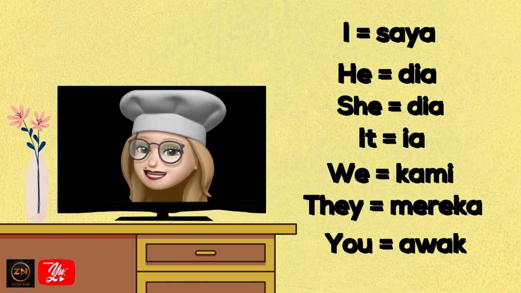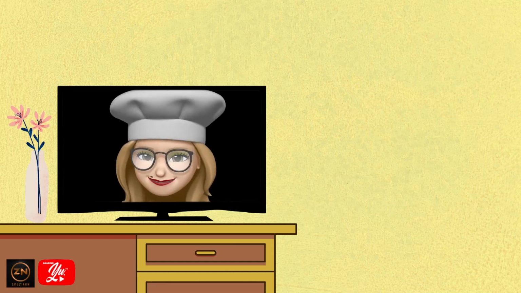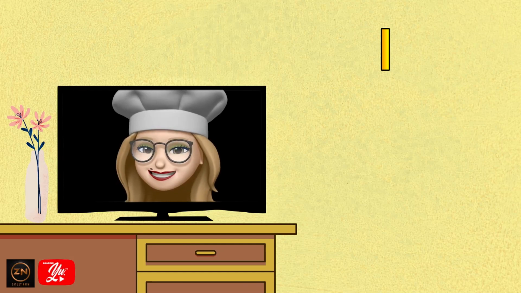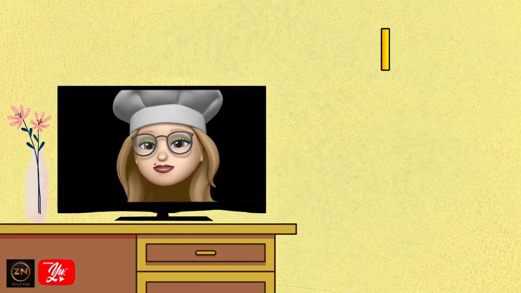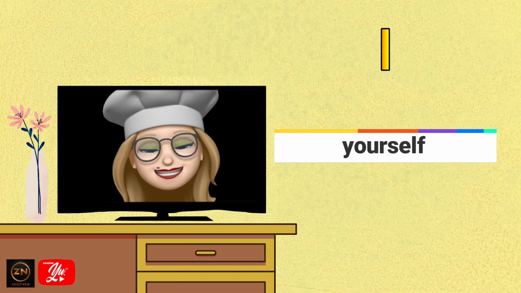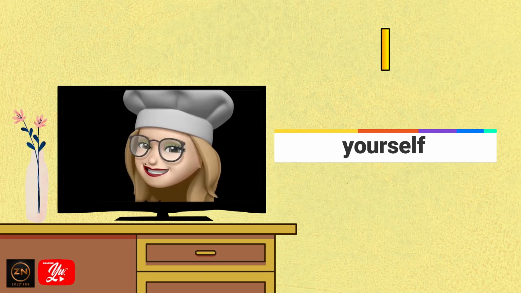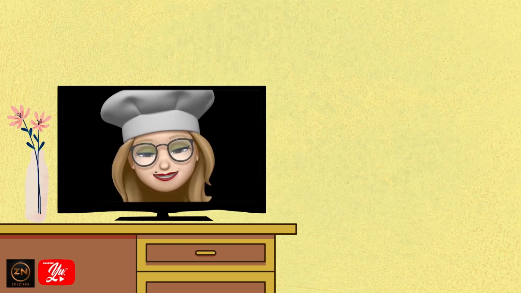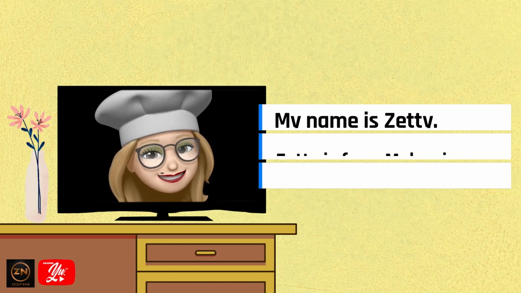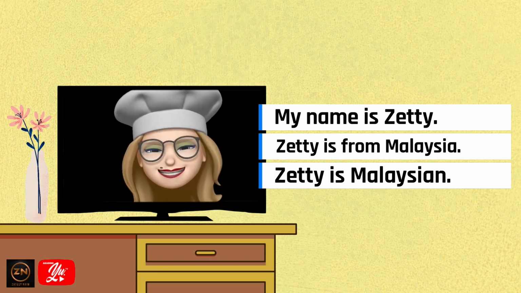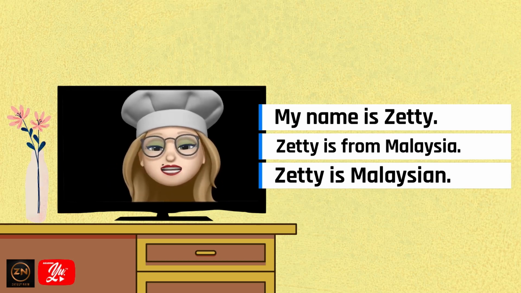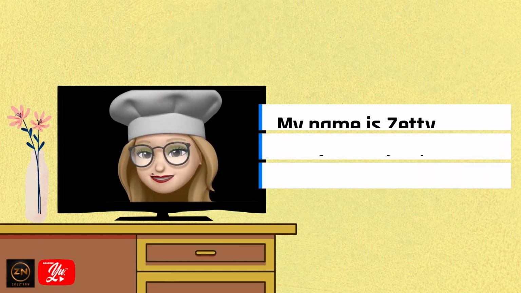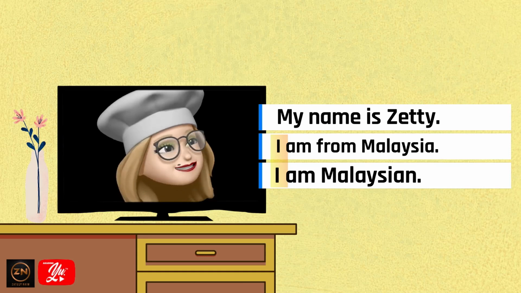Alright, now let's look at them one by one. So, the first one, I means saya. It is used when you are talking about yourself, the speaker, or the writer. For example, imagine that I am talking about myself like this. Looks strange, right? So, I could replace my name with the pronoun I. For example, like this.